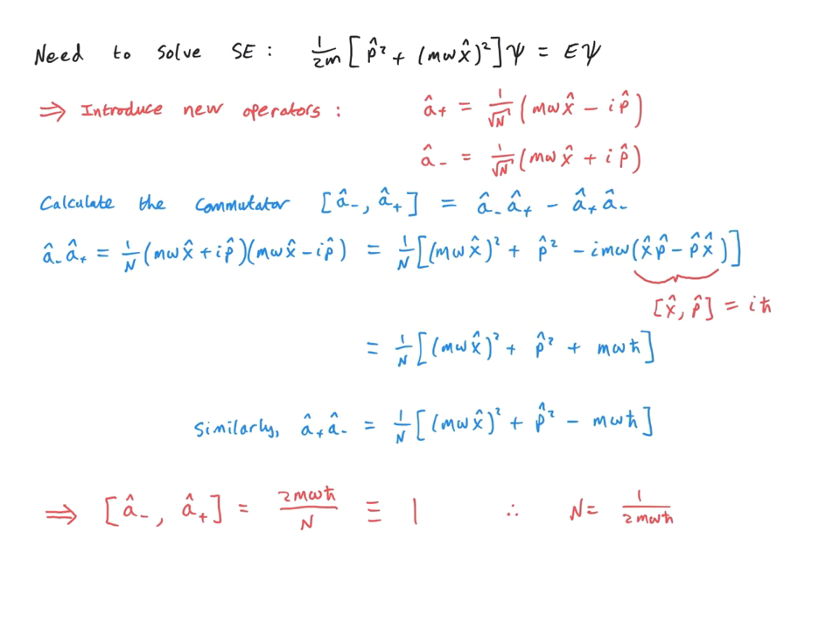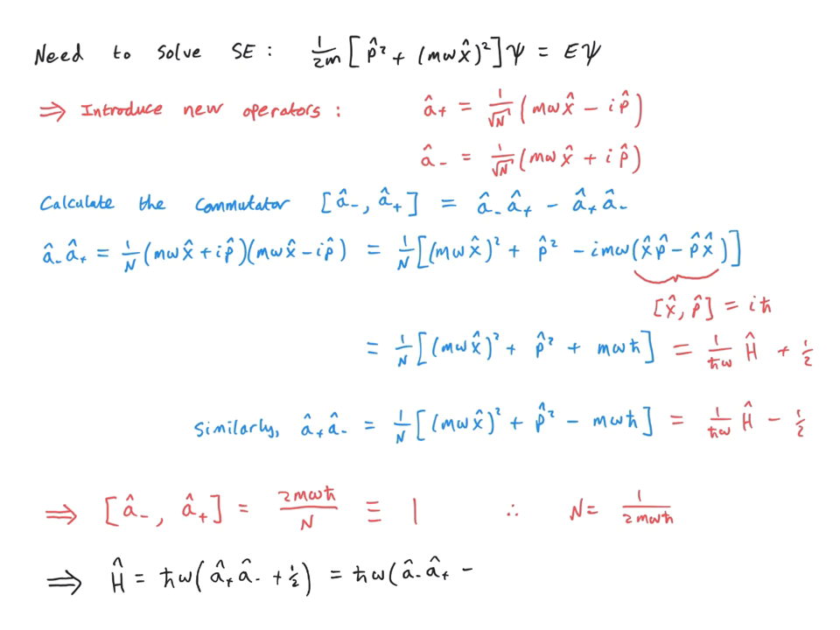With this definition, we can actually write a minus a plus in a slightly simpler form. We can write it as 1 over ħω times the original Hamiltonian H plus 1/2, whilst the combination a plus a minus can be written as 1 over ħω times the Hamiltonian H minus 1/2. This is nice, and it allows us to express the Hamiltonian itself, H, in terms of these new operators. We can write H as ħω into a plus a minus plus 1/2, or we can express it slightly differently using the other expression as ħω a minus a plus minus 1/2.